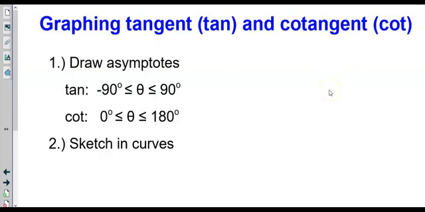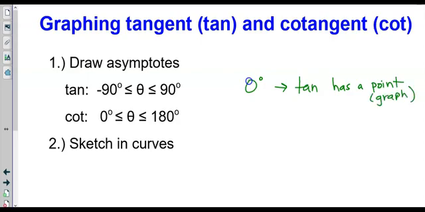And actually one quick thing here that's helpful is your 0 degree, just your benchmark there. At 0 degrees, tangent has a graph. So your regular tangent would have a point there, or part of its graph is going on at 0 degrees. For cotangent, cotangent is going to have an asymptote. So those are nice little benchmarks to work with.